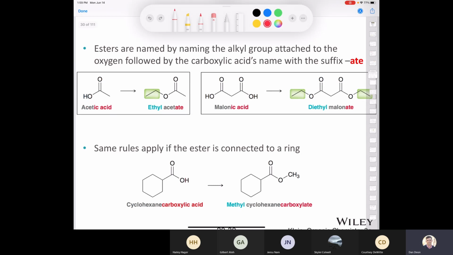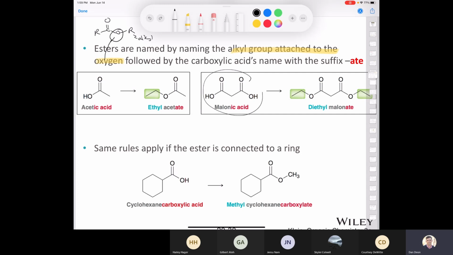So you start by naming the alkyl group attached to the oxygen. And what it means is this oxygen, let me show you. If you have your ester that looks like this, they're talking about this oxygen. So that means you start with this as your alkyl group. Here you have an ethyl group, so this becomes ethyl acetate. You replace ic acid with ate, so ethyl acetate.